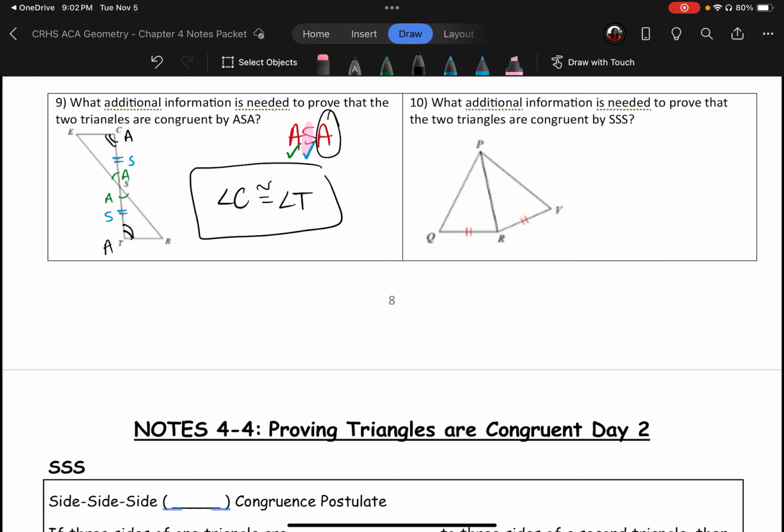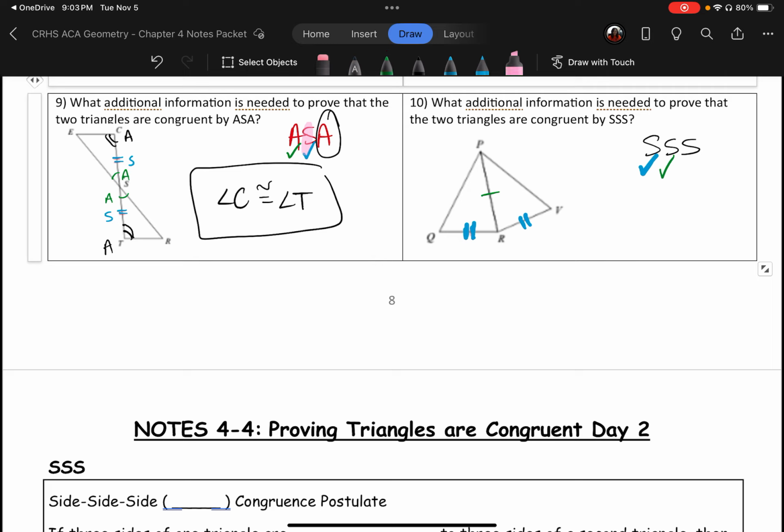And we'll finish up with 10 here. What additional information is needed to prove that the two triangles are congruent by side, side, side? So I want to have side, side, side. Let's see what we have already. Okay, look at QR. QR is congruent to RV. That takes care of one side. Now what I also see is, look at this side right here that's shared between both triangles. So that side is congruent to itself. Takes care of another side.